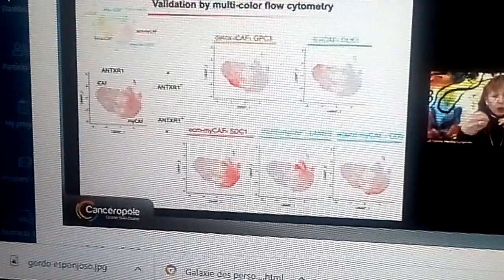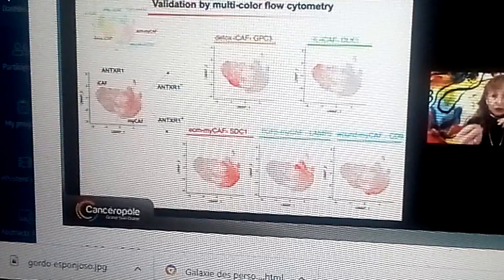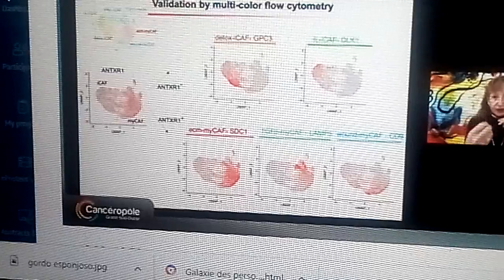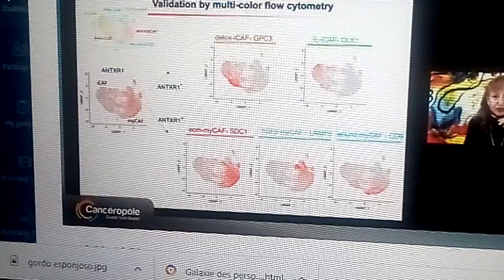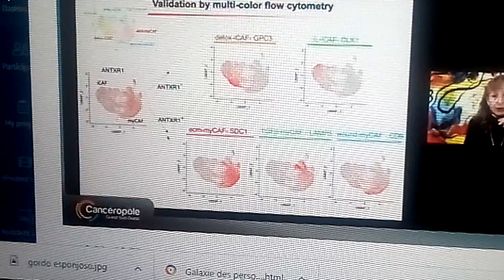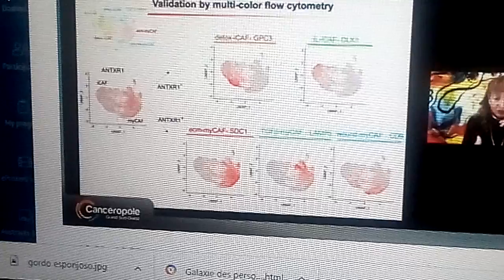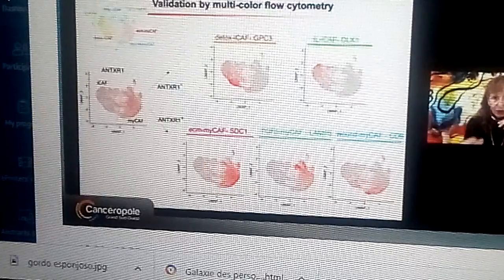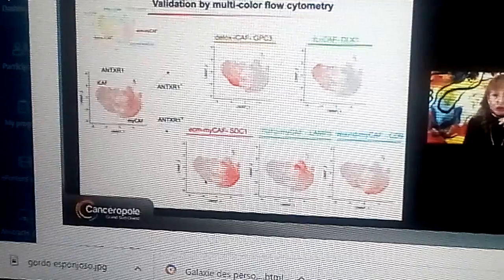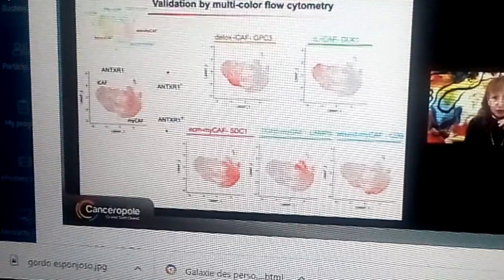To do so, we wanted to validate that by multicolor flow cytometry. First, we tried to identify specific markers of these different clusters. Here is the representation of the different markers that we used. This is the representation of the mRNA expression level of each of these markers that we used to analyze these different clusters by flow cytometry analysis. And we established a gating strategy.